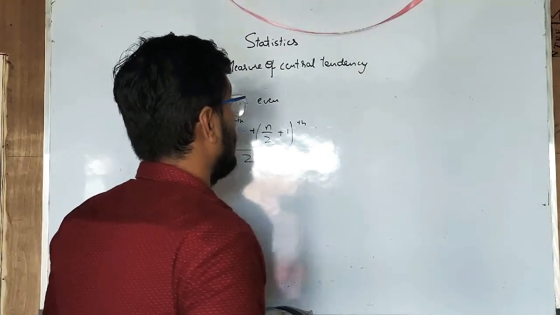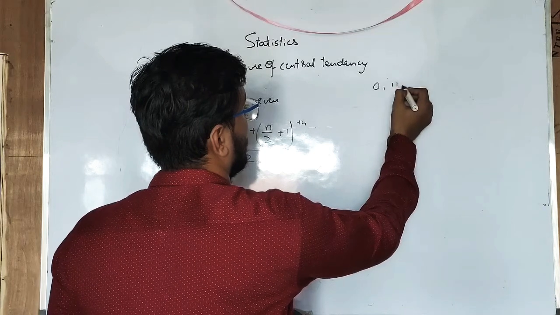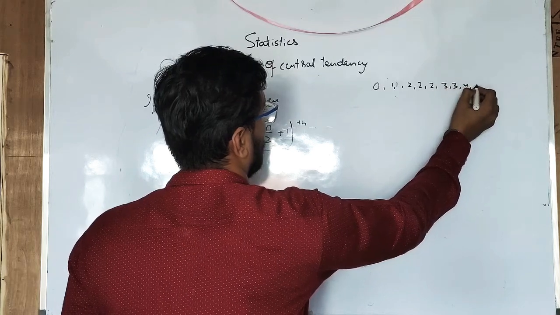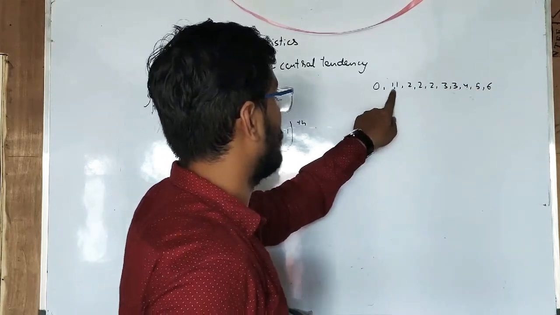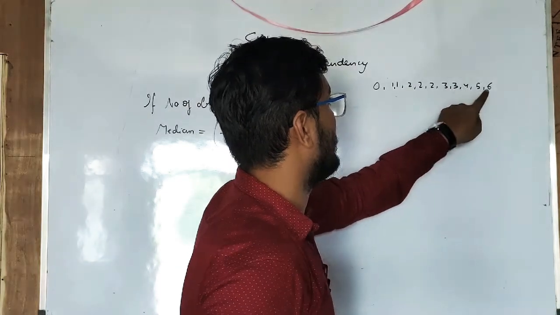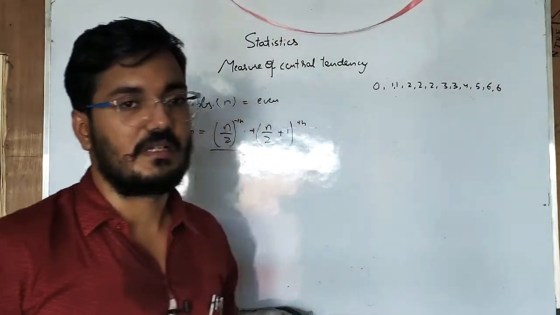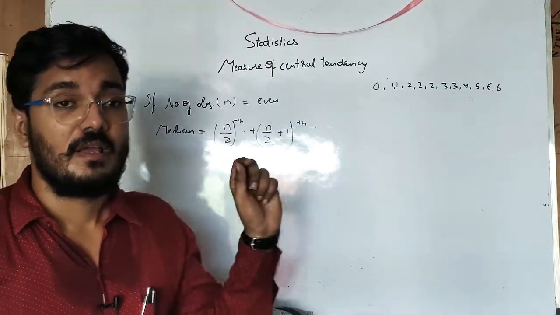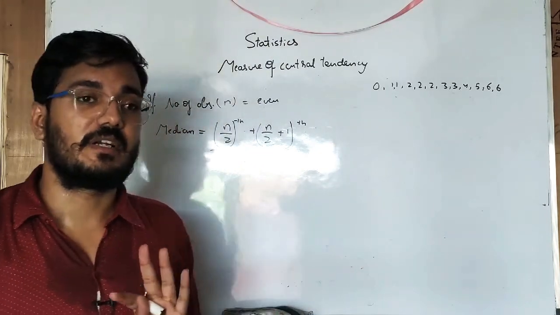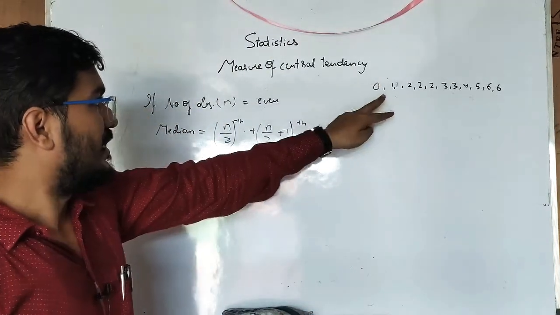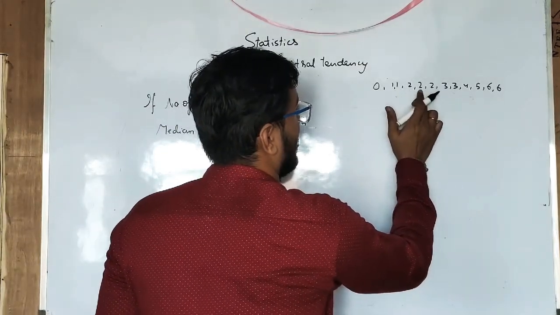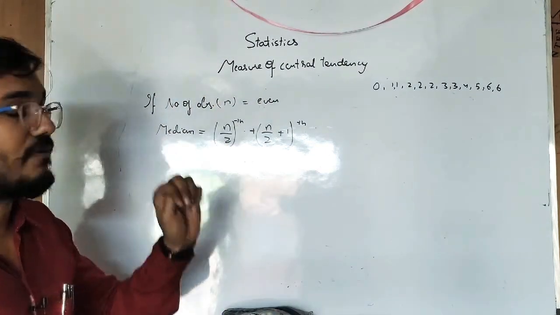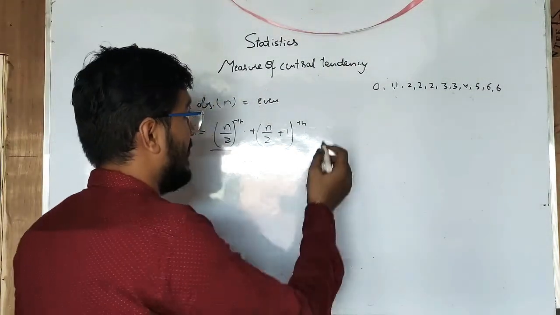For example, suppose we have data 0, 1, 1, 2, 2, 2, 3, 3, 4, 5, 6. Counting 1, 2, 3, 4, 5, 6, 7, 8, 9, 10, 11, 12, this is the data we have. The data should be in ascending order. We have to arrange it in ascending order first, and then we can go for median and mode. Mean you can determine in any order. How many observations are there? 12 observations, so n is 12.